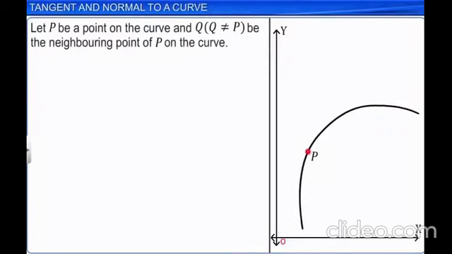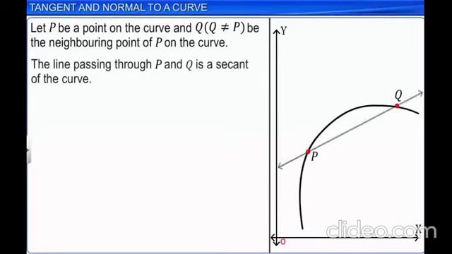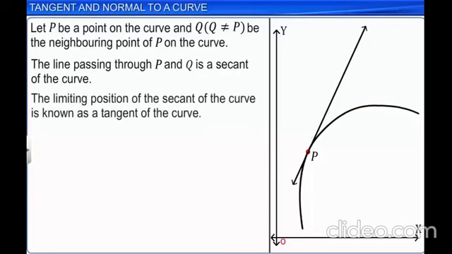Let P be a point on the curve and Q be the neighboring point of P on the curve. The line that passes through points P and Q is known as a secant to the curve. Fix point P and move point Q towards P along the curve such that it comes very close to P. The limiting position of the secant is known as the tangent to the curve. Here P is known as the point of contact.